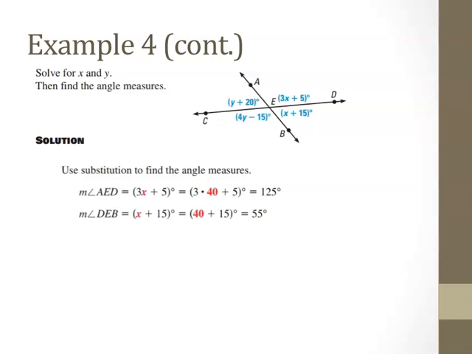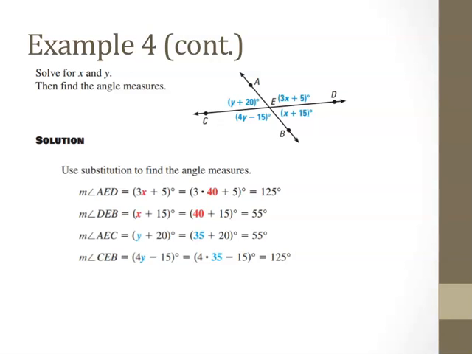And from here you can actually pretty much get the rest of the angle measures, but just to be sure that we've gotten this right, we should expect to have 125 and 55 for the other two angles as well. So the measure of angle AEC is y plus 20, so that's 35 plus 20, which is equal to 55. And the measure of angle CEB is 4y minus 15, so 4 times 35 minus 15, which is equal to 125.